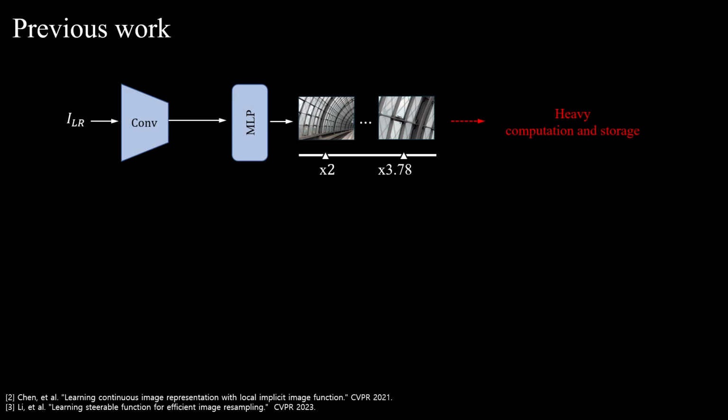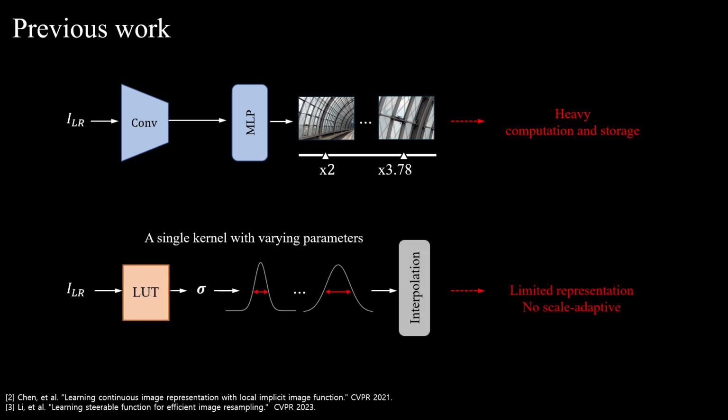Of course, other directions have also been explored. For example, implicit neural network-based methods have been proposed to achieve arbitrary-scale super resolution. However, such approaches come with extremely heavy computation and large storage requirements. And another approach has proposed mapping a single kernel into a lookup table in order to apply different Gaussian filters. However, this method suffers from limited representation capacity, and its parameters are fixed regardless of the target scale factor. That is a fundamental limitation.